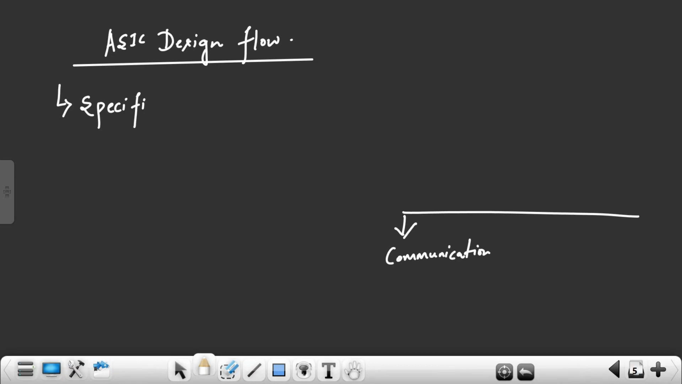This question becomes very important: explain the ASIC design flow or explain the PD flow. So second thing, they will test your understanding, how well you have understood the flow.